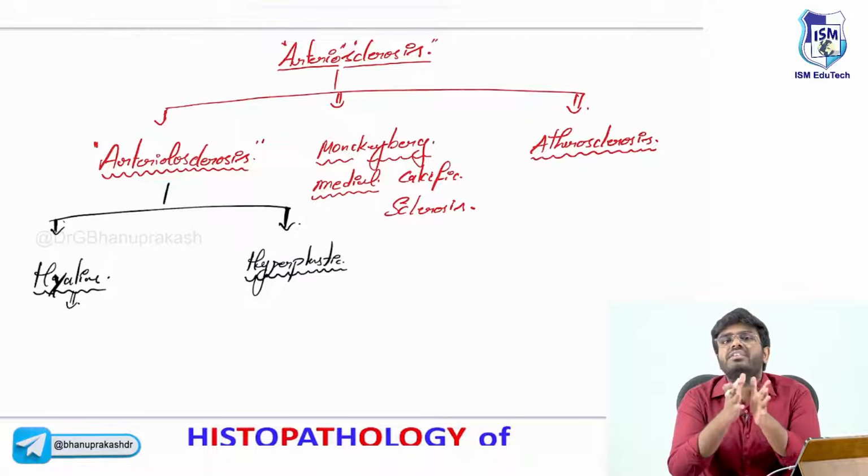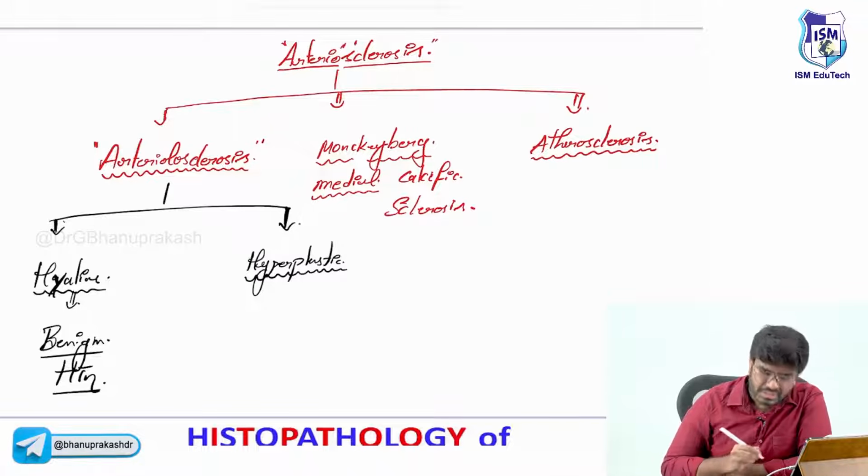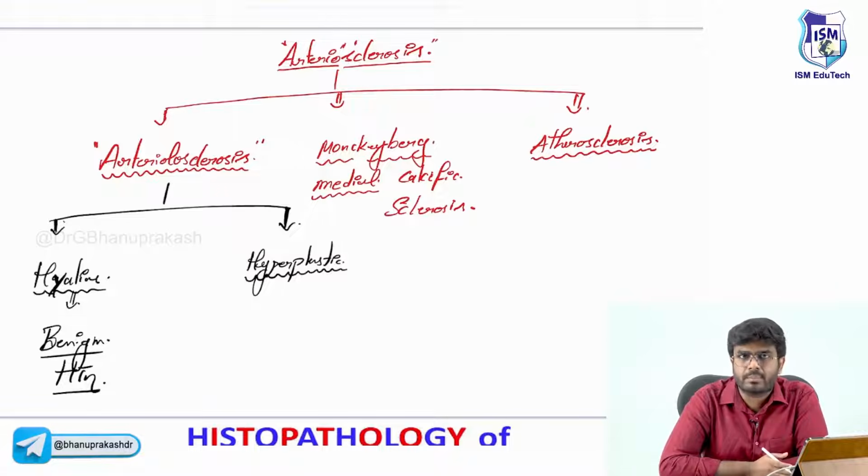Okay, so it's seen in which condition? I will show you the images also. Hyaline arteriosclerosis is seen in benign hypertension. The patient is suffering with benign hypertension. Hypertension is there, but it's not too much. Benign hypertension, 150, 160 mmHg range. So benign hypertension, hyaline arteriosclerosis.